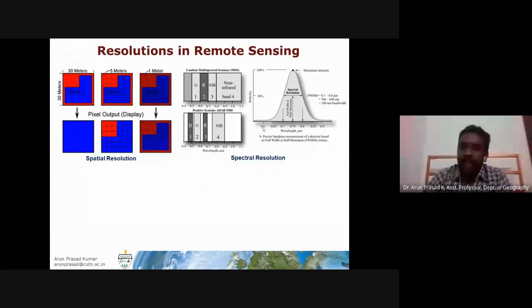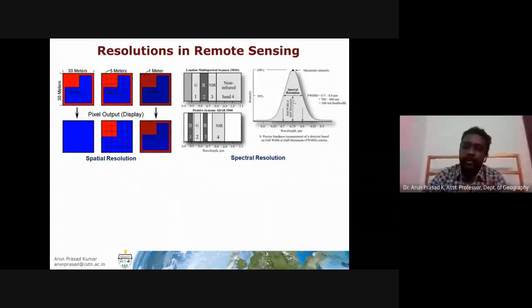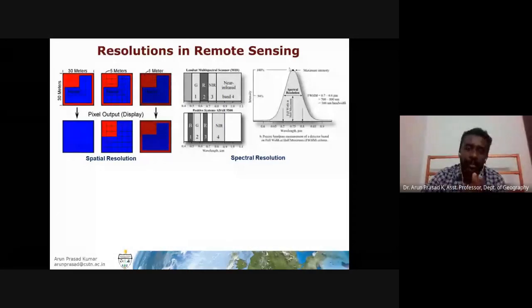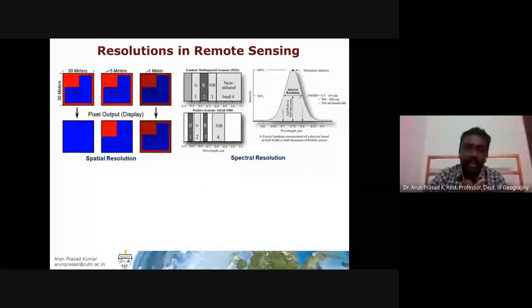Spectral resolution is like at what wavelength the maximum intensity is observed for that particular band. That is the central wavelength, and spectral resolution is given by the full width half maximum. Full width half maximum means, if you plot a curve like this for a particular band, the signal intensity would be like this. The useful energy obtained would be at 50% of the maximum intensity at this particular region. They calculate the minimum and maximum wavelength, and this is the bandwidth. So this is actually called spectral resolution. This is spatial resolution, and this is spectral resolution.